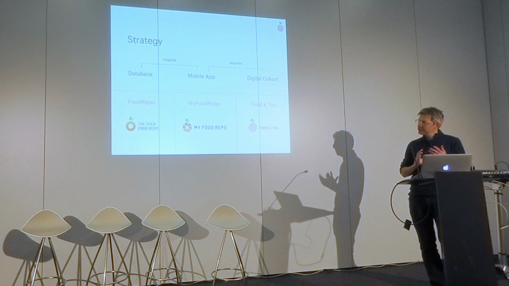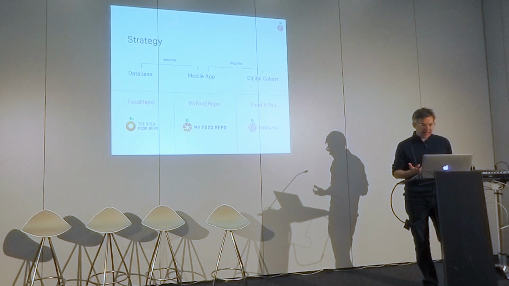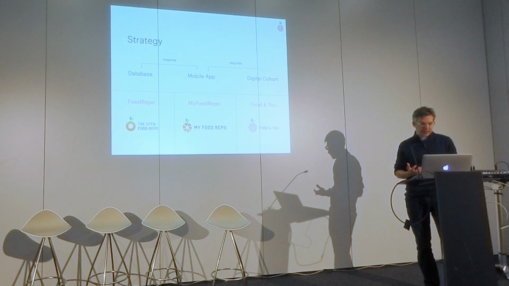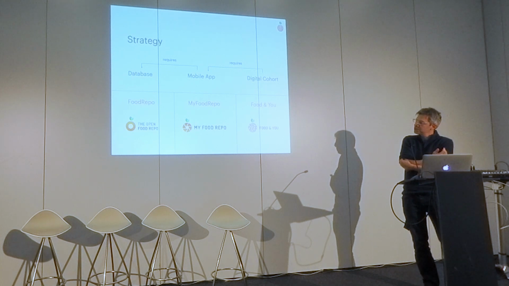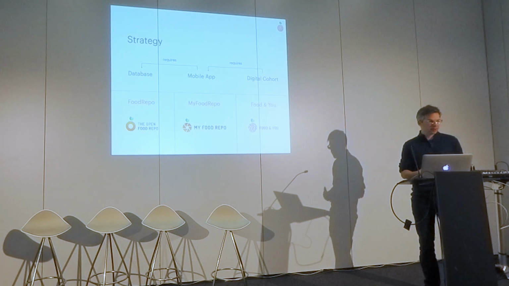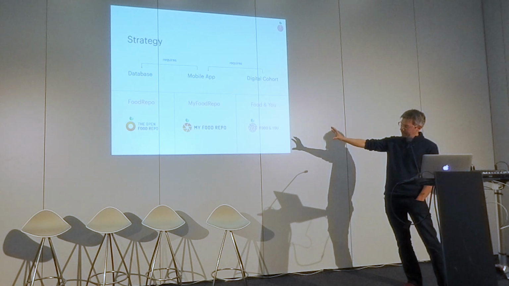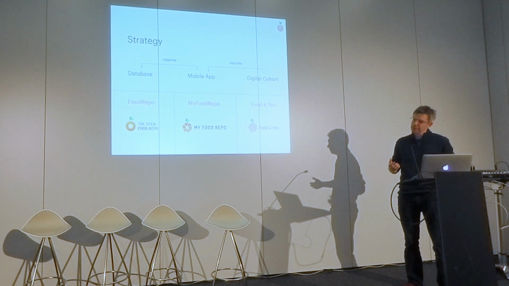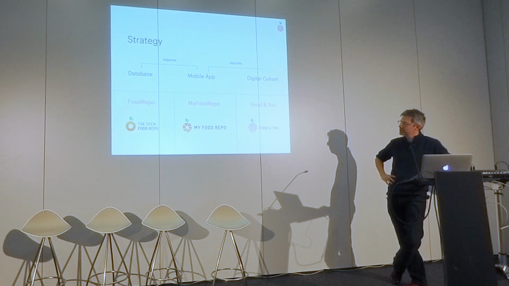And then we said, okay, once we have that, we should be able to build an app that helps people easily track what they eat using this database, but then also just by taking pictures and leveraging the recent breakthroughs in machine learning and image recognition. So that would be then the mobile app. It's called My Food Repo. So that's sort of your own food repository, right? Your own personalized food repository.